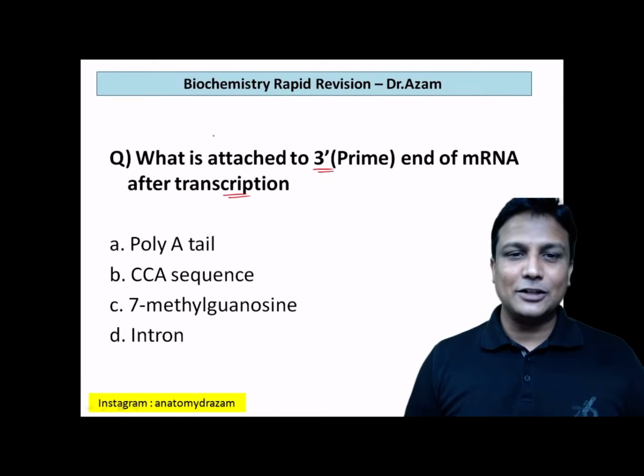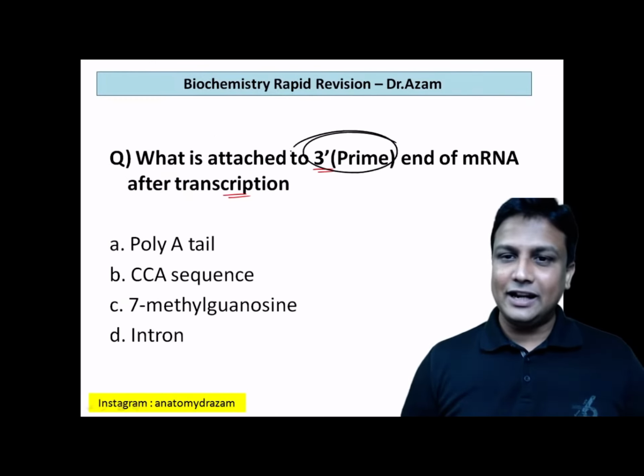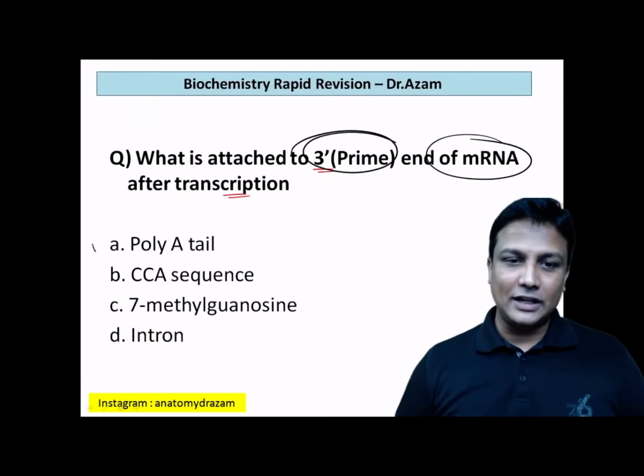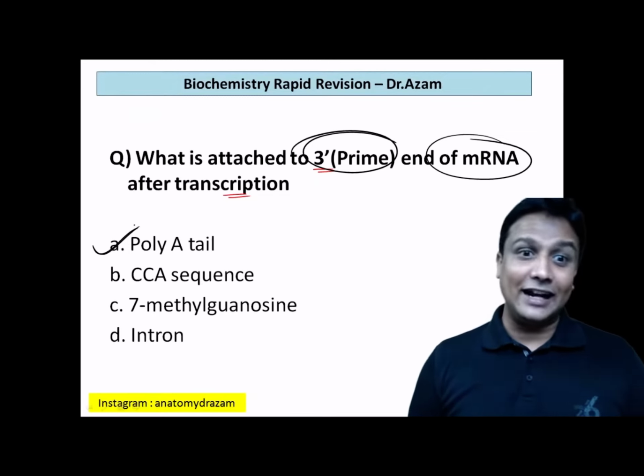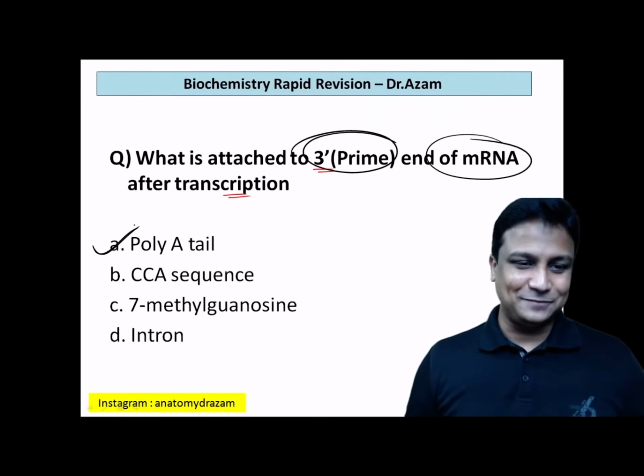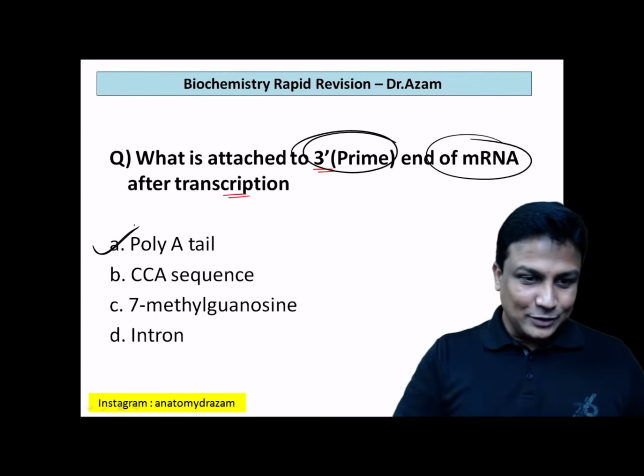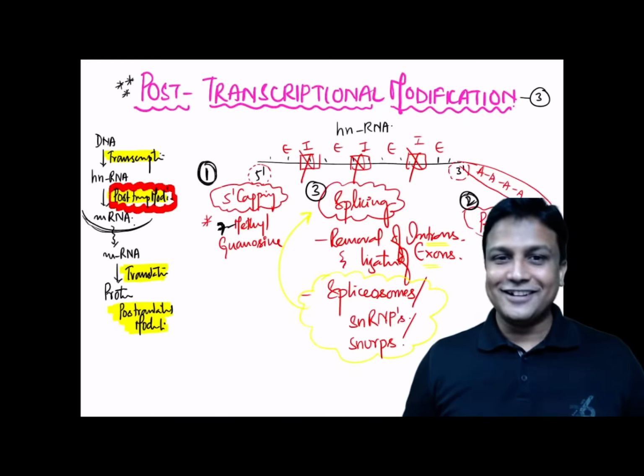Welcome back to this question here. What is attached to the 3' end of the mRNA? It is poly-A tail. Poly-A tail will be attached to the 3' end of the mRNA, guys.